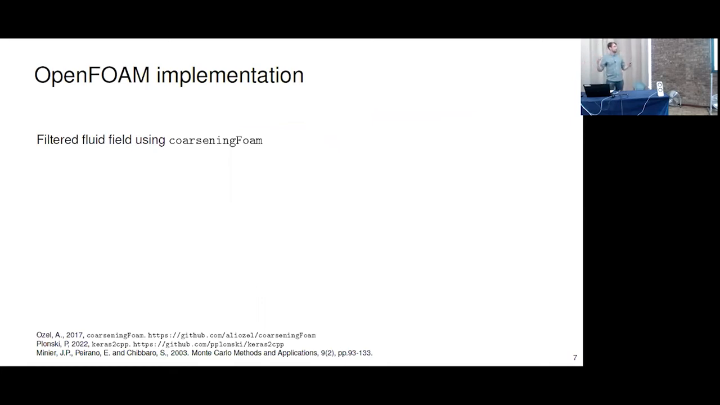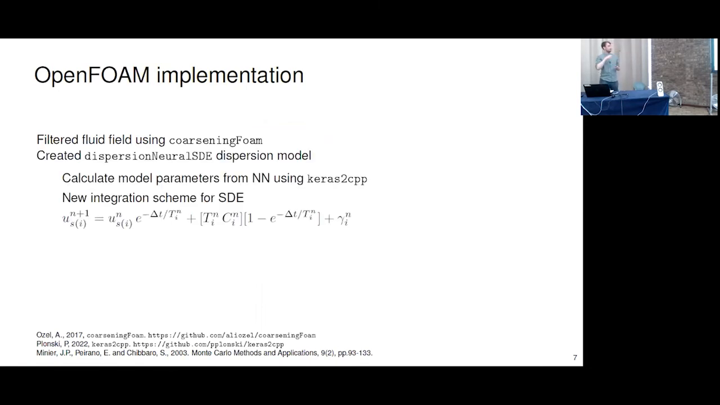Then, for the OpenFOAM implementation, we filtered the fluid velocity field using this library, coarsening foam, which is all on GitHub. Then we extract the subgrid kinetic energy and dissipation rate using some additional add-ons to this. Then we created a new dispersion model class, which extracts the model parameters from the neural network.